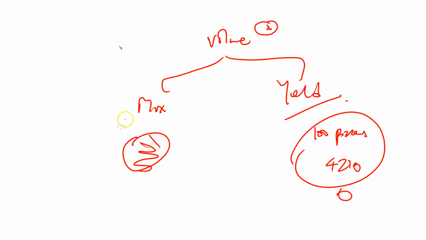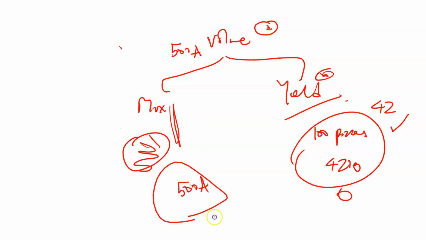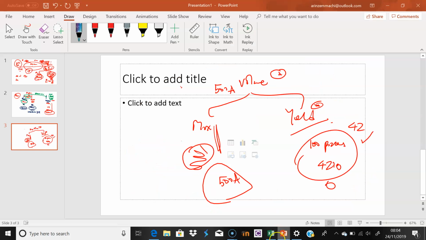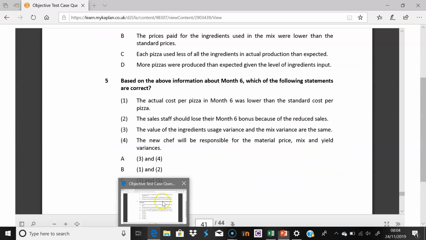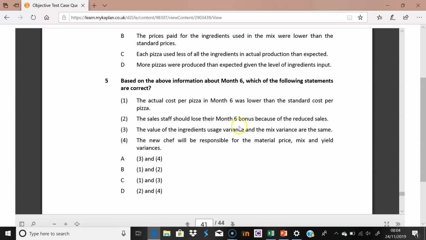So the reason why we've sold less is purely due to the mix. But he's come out with the same yield. Because the yield variance is 0, if the total were, say, 500 adverse, it must all be mix. It's not a trick question, but it's about getting you to understand these relationships between mix and yield and taking your time to look at it. So I would probably give this some more time in the exam. Usage variance and mix variance are the same, and that is true. So 1 and 3 are correct. Cool, great stuff. So that's that question done.